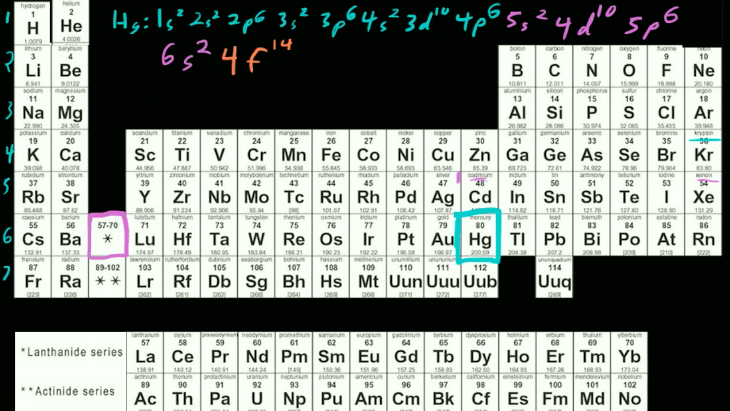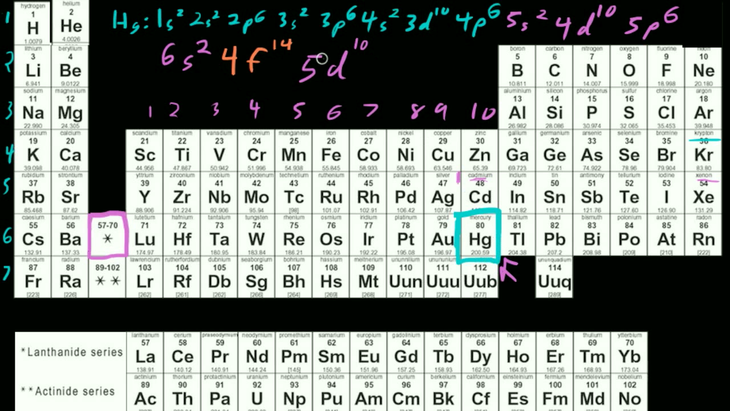So now we just need to fill up our 5d orbitals. The very last thing that we have to do in this electron configuration is put in our 5d electrons, and we have 1, 2, 3, 4, 5, 6, 7, 8, 9, 10 of them. So we are going to say 5d10. This is going to be our electron configuration for Mercury.